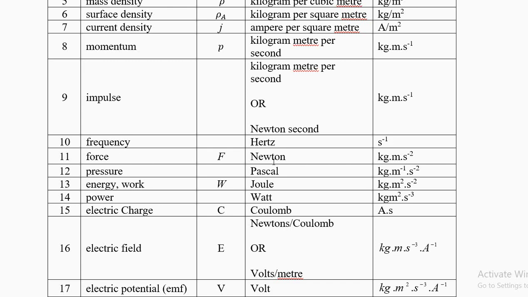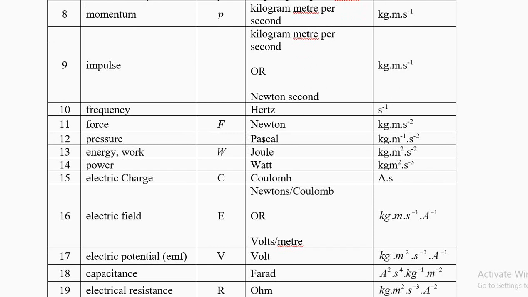For force, the unit is Newton. What's the formula for force? Just think about a formula, you'll get the units. Force is mass into acceleration. So for mass, use kilogram. For acceleration, meter second minus 2. You'll get kilogram meter second minus 2. Pressure is force per unit area. So you'll have to divide the Newton per meter square. You will get kilogram meter power minus 1 second power minus 2.